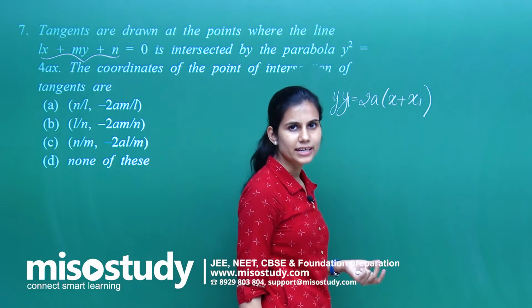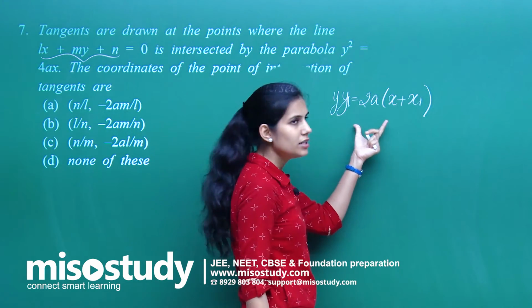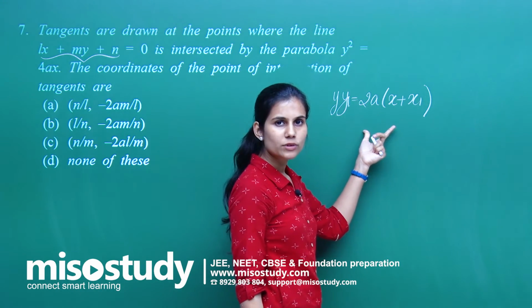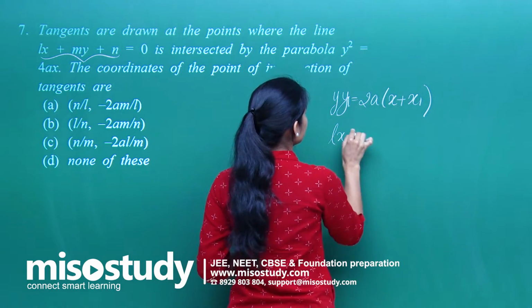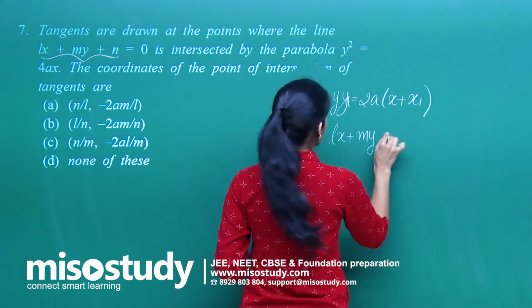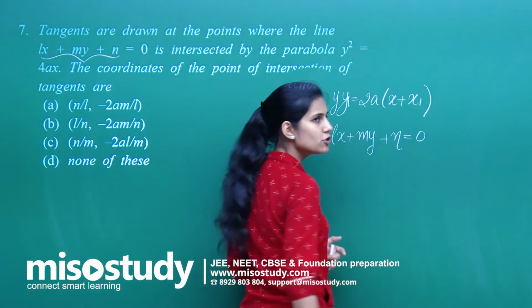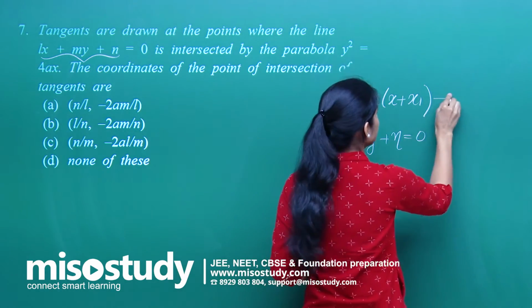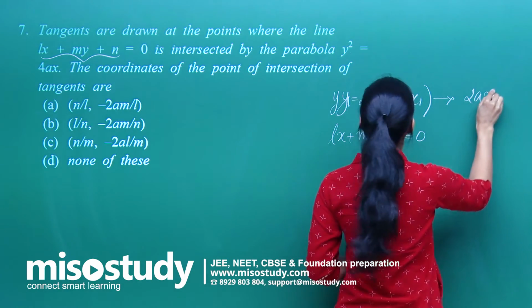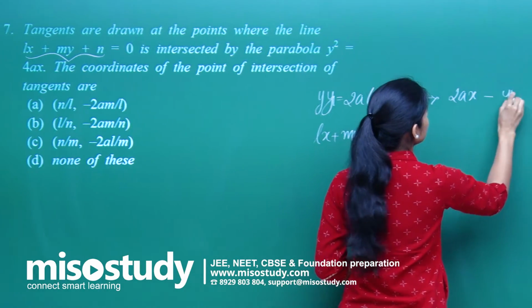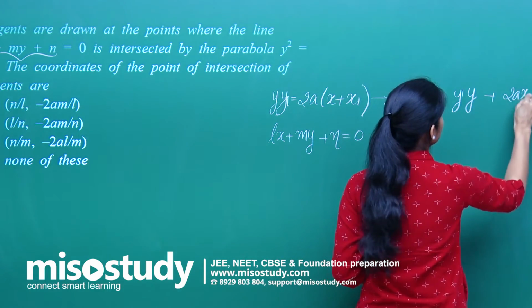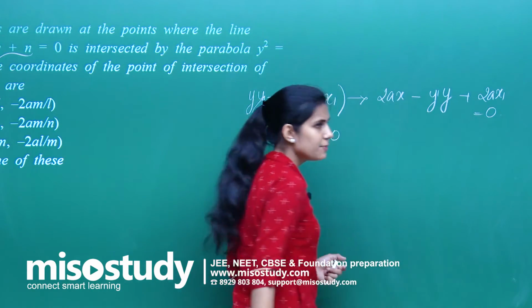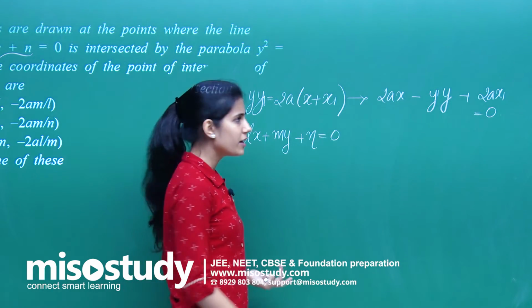x1 comma y1 is the point at which they are meeting. This is the actual equation of the chord of contact of the two tangents intersecting at x1 comma y1, but it is given to me as lx plus my plus n equals 0. This is given as the equation of the tangent. Let me write it in standard form. This is 2ax minus y1y plus 2ax1 equals 0. So obviously both of them are representing the same line.